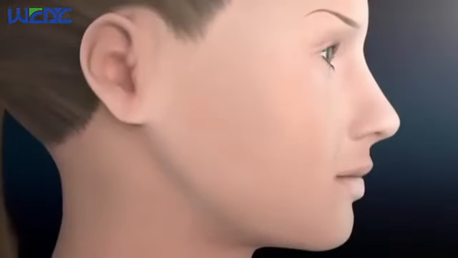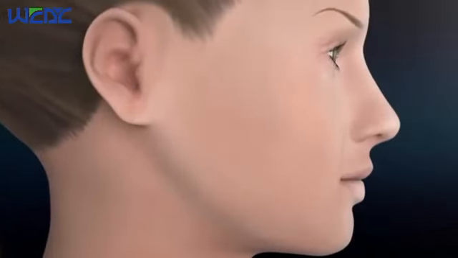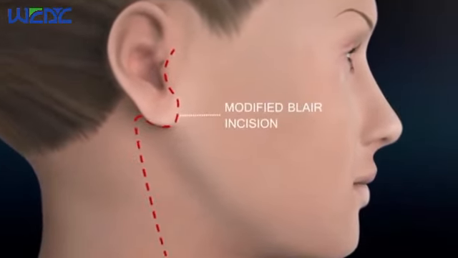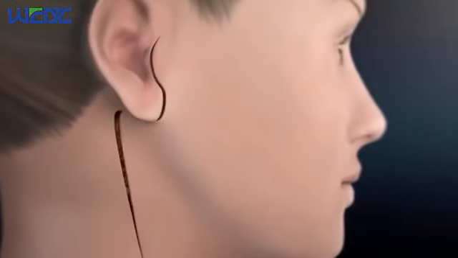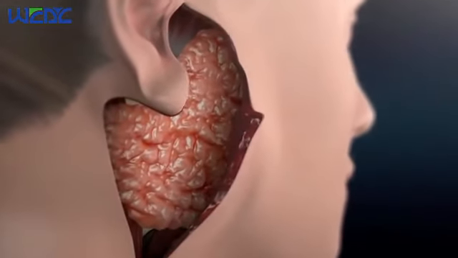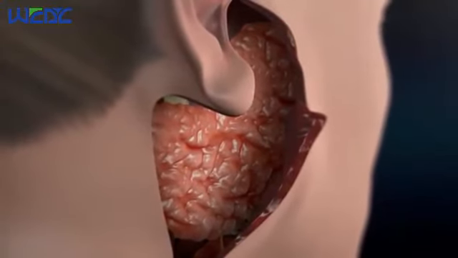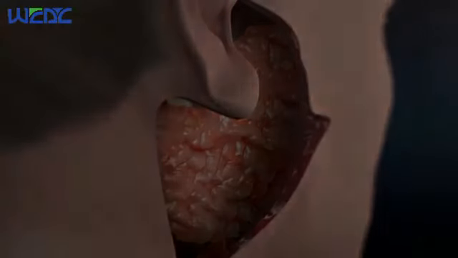The traditional parotidectomy incision, which is called a modified Blair incision, goes from in front of the ear, underneath the earlobe, and down into the neck. This surgical approach does give wide access to the gland, and for the less experienced surgeon, it is very important to use this type of incision to have greater visualization.